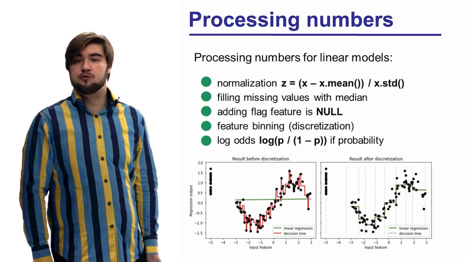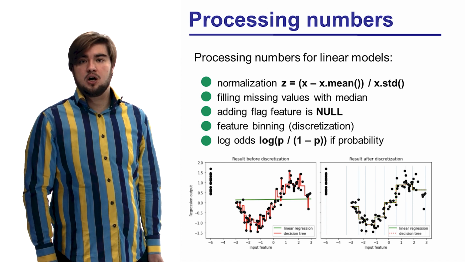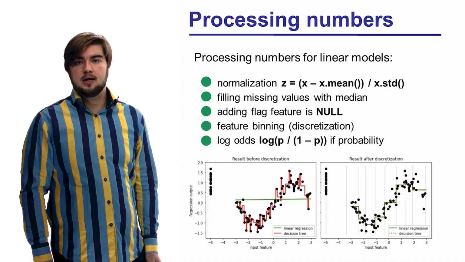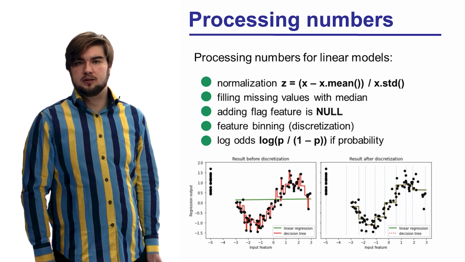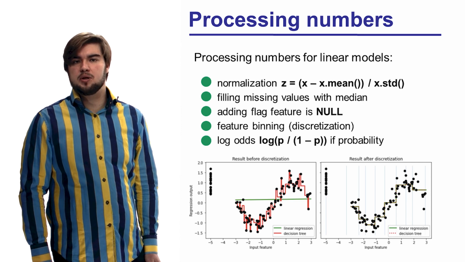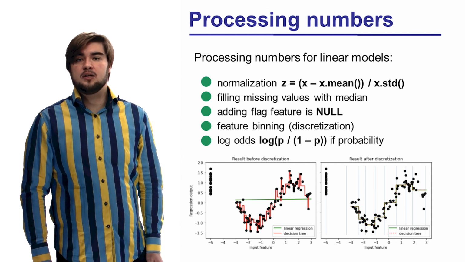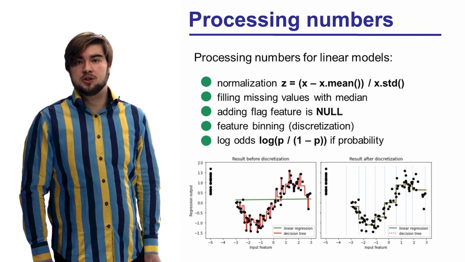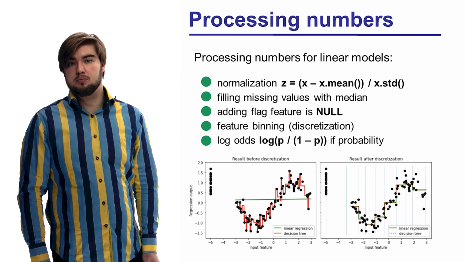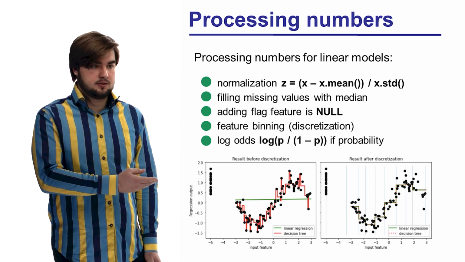Processing numerical features for linear models includes normalization, with subtracting mean and dividing by the standard deviation of the feature, filling missing values with a median, adding a flag if the feature is missing, or feature discretization. The latter may be especially useful if the missing values are filled with an out-of-range value, like shown in this plot. If our feature is a probability, which is specified by the user or being an output of the previous level model, then the log odds is calculated.